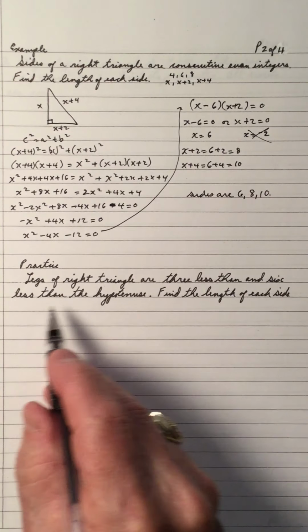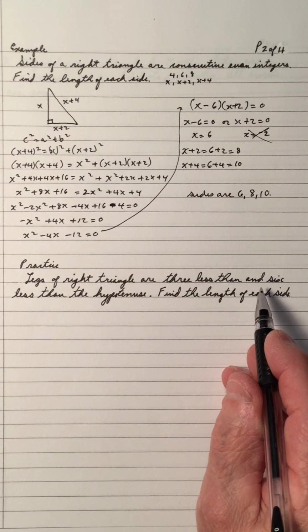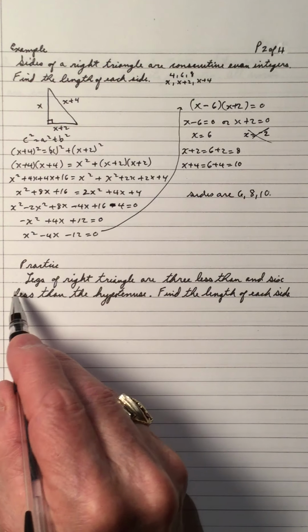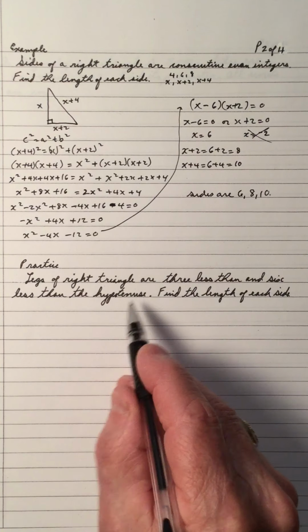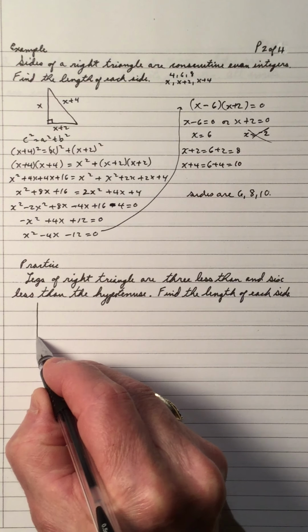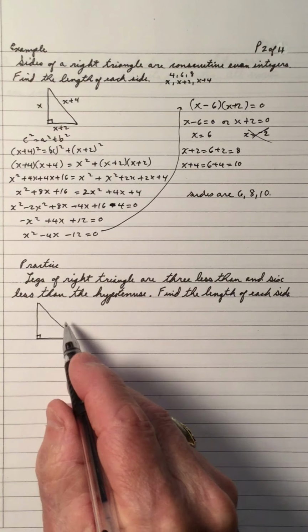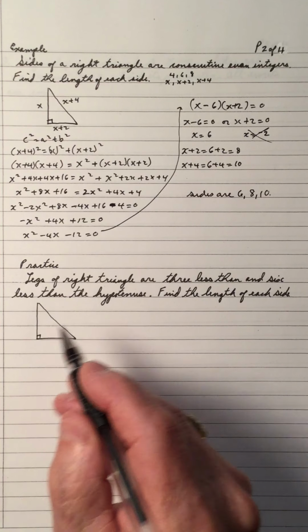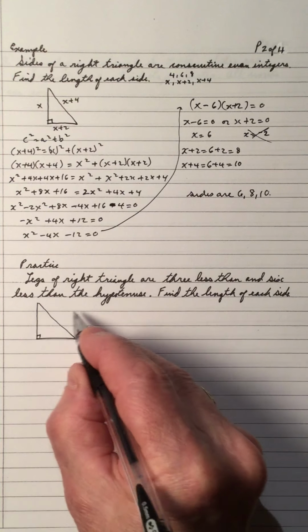And for practice, you can pause your video and work this one out on your own if you wish. And here we go. The legs of a right triangle are 3 less than and 6 less than the hypotenuse. Again, we have a right triangle. And when I draw the diagram, I don't have to write the statements out. The legs are 3 less than and 6 less than the hypotenuse.